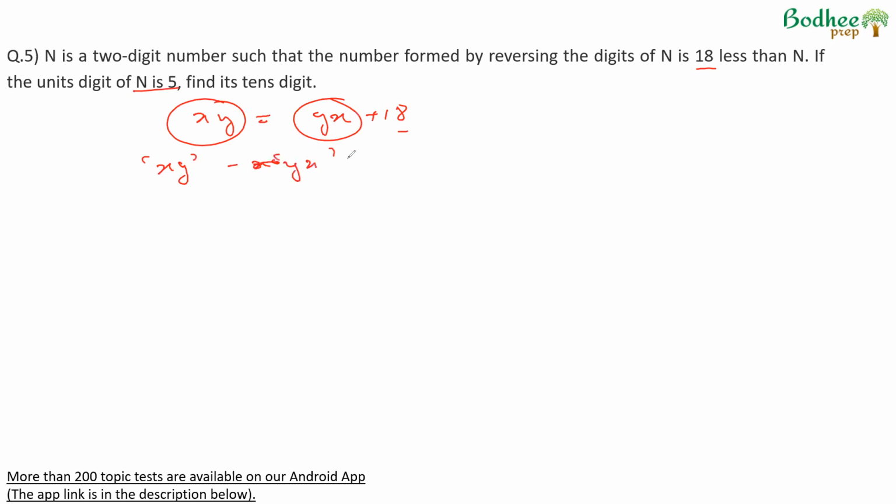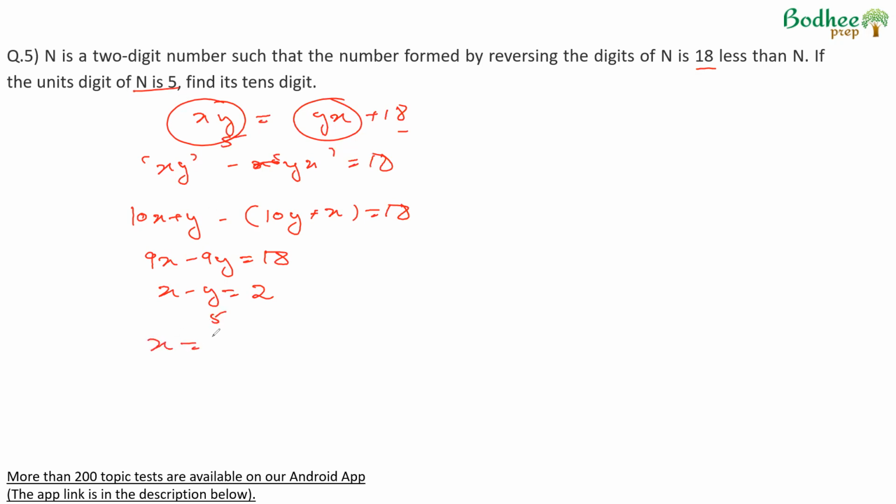If the number is xy to start with, the value will be 10x plus y. The number formed when reversing the digits will be 10y plus x, and the difference has to be 18. 10x minus x is 9x, y minus 10y is 9y, divided by 9, x minus y is 2. It is given that the unit digit is 5. So if y is 5, x is equal to 2 plus y, or 2 plus 5, which is 7. The answer is 75. Reverse the digits, it becomes 57, 18 less than n.